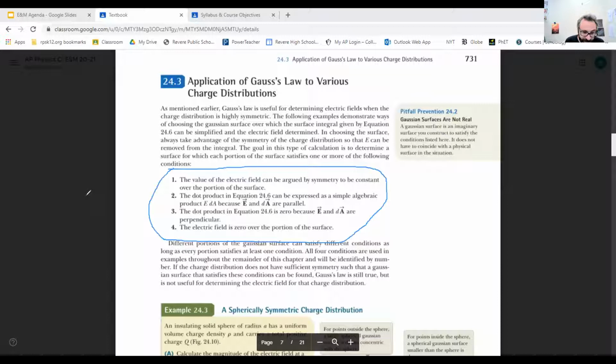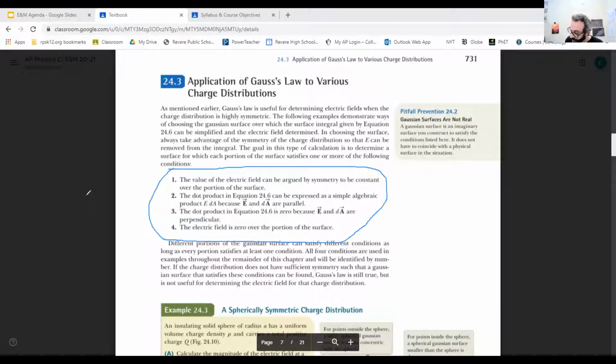The second possibility is that if the electric field and the area are parallel over part of that surface, we know that E dot dA is just going to be the magnitude E times the magnitude dA, which is going to be an easier integral to do. Or maybe we know that the electric field is perpendicular to the surface, and we can just say it's 0, right? In which case, we don't need to do the integral because we know it's going to be 0.